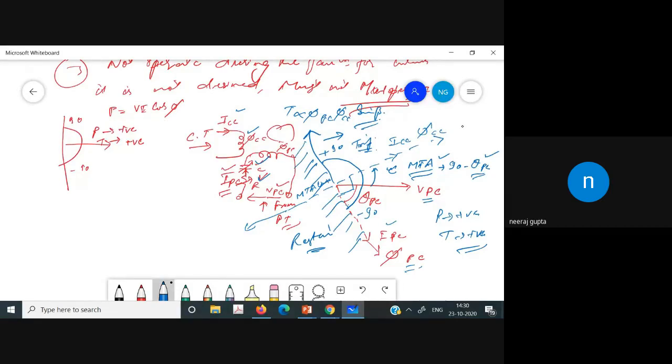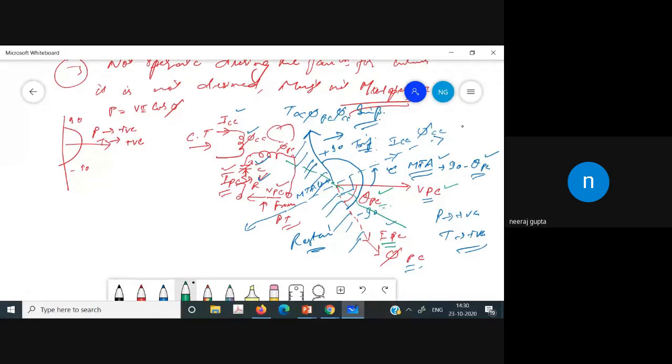Whenever you are drawing this diagram, first draw VPC. After that you draw the IPC. This IPC is basically the boundary of the trip and the restraint, and this boundary can be moved. Let us suppose that the boundary is here and we want to move it to some other area. Then we have to decrease the value of theta PC, and theta PC can be decreased by varying this C and the R. Then we have the boundary, and the MTA axis here, which is the maximum torque in that case.